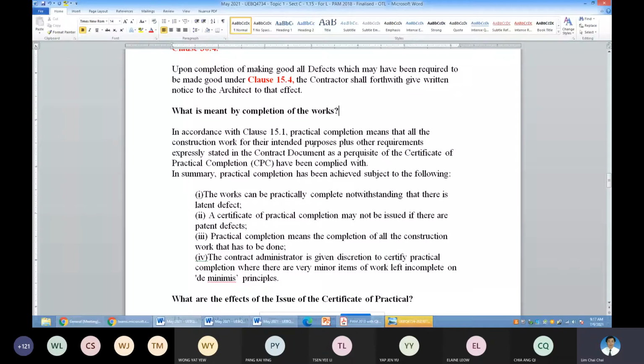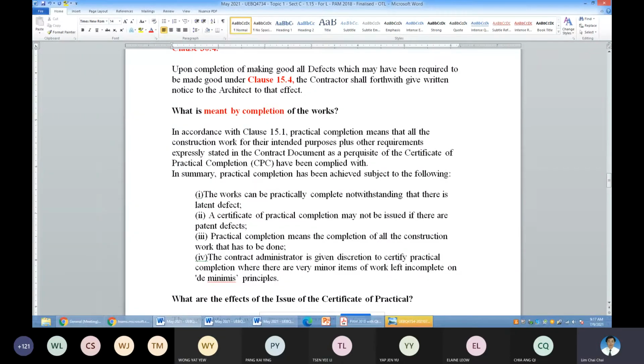But sometimes within the defect list, the items are not so valid. So we will go back to that one afterwards. So what is the meaning of completion? These are important understandings, so that there will be less argument with the contractor. As I say, it's a very subjective area, because under your PAM 2018, same case for PAM 2006, the determination of completion is at the discretion of the architect.